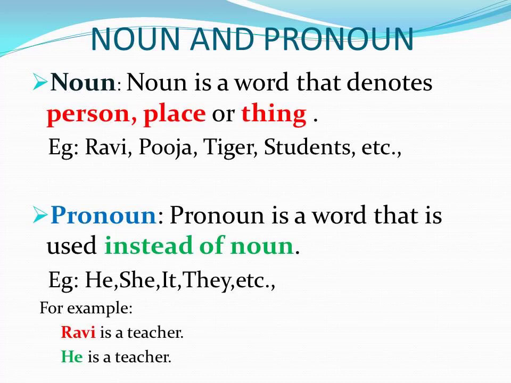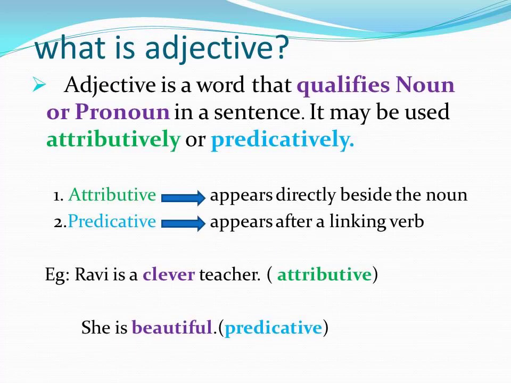Let's get into our current topic, adjectives. What is adjective? Adjective is a word that qualifies noun or pronoun in a sentence. It may be used attributively or predicatively. What is attributive and what is predicative? Attributive appears directly beside the noun.